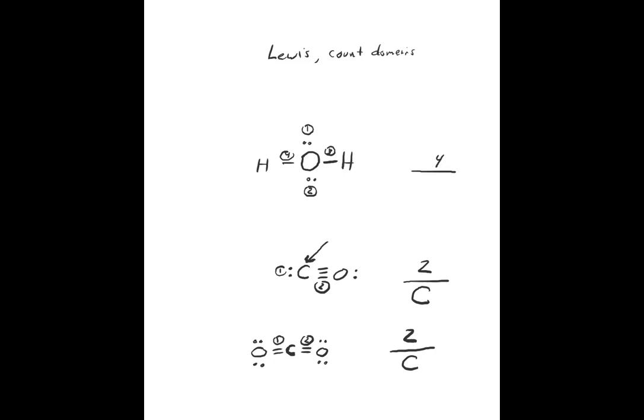Okay, so now if we know the number of domains around the central atom, we can use that table to figure out the geometric arrangement of those electron domains, right? Linear, trigonal planar, tetrahedral, trigonal bipyramid, and then octahedral. So let me show you a couple of examples of that. Okay, so let's do the Lewis structure, number of electron domains, and then your shape. Okay, so let's do carbon dioxide.